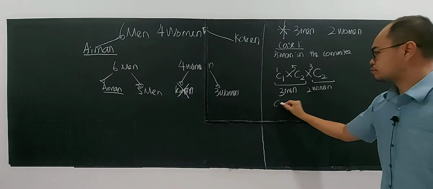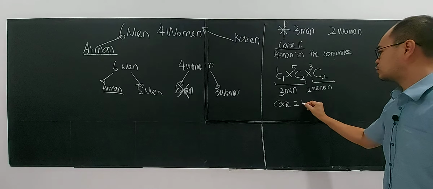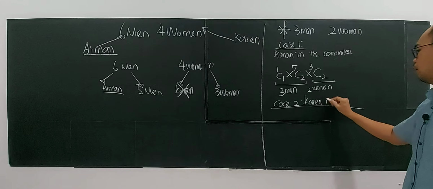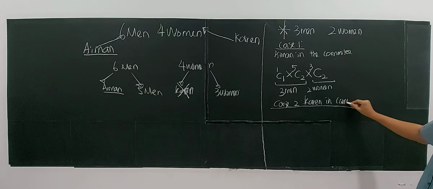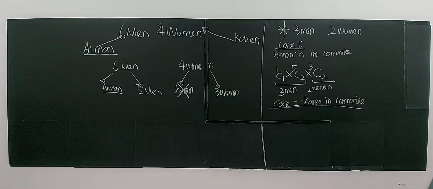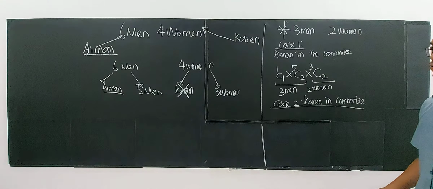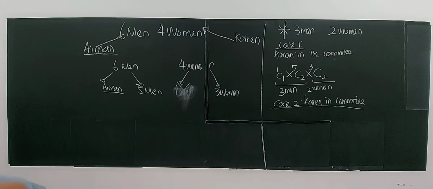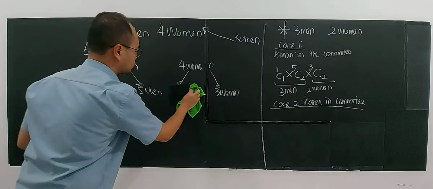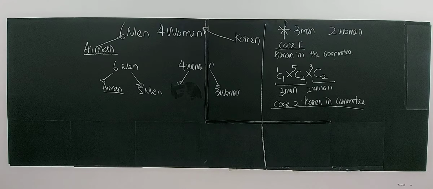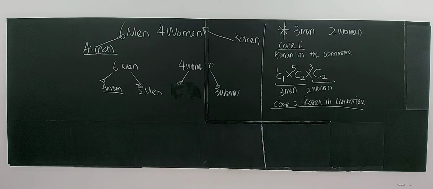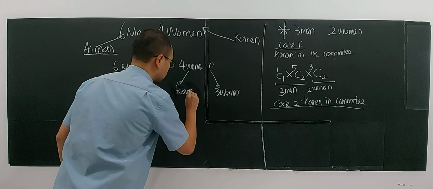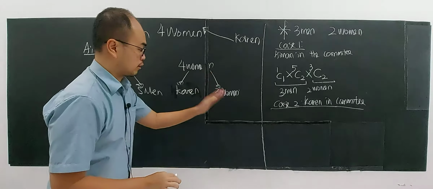Okay, case 2. Of course, case 2 is Karen in the committee. Karen is in the committee, right? If Karen is in the committee, now, I'll explain slowly. If you can understand very fast, then you are very good, excellent. Now case 2, Karen in the committee. Now Karen is joining.